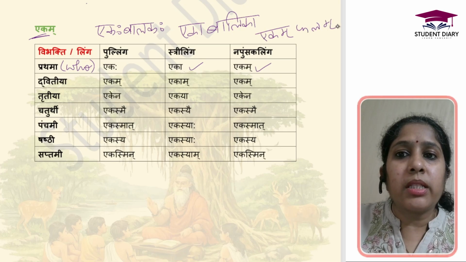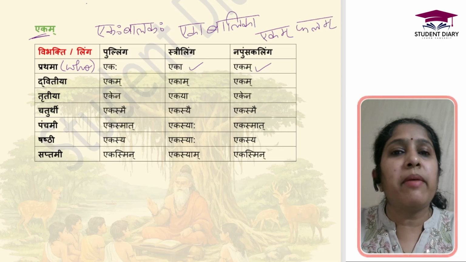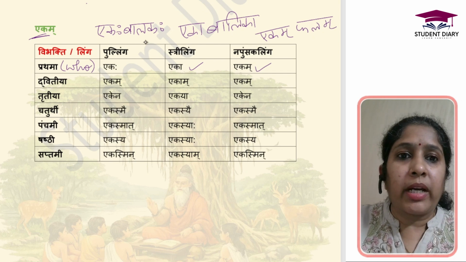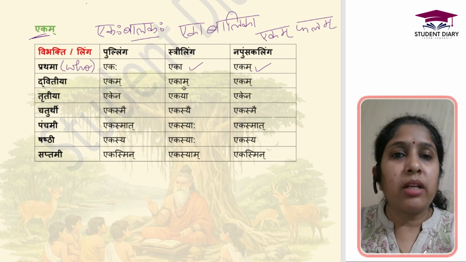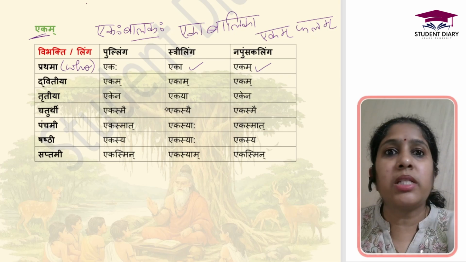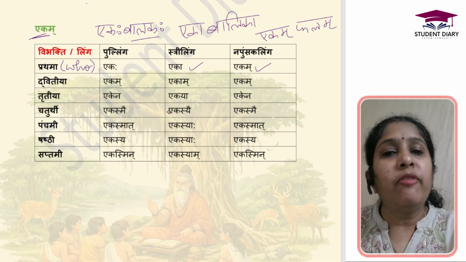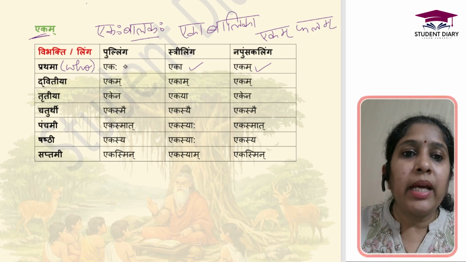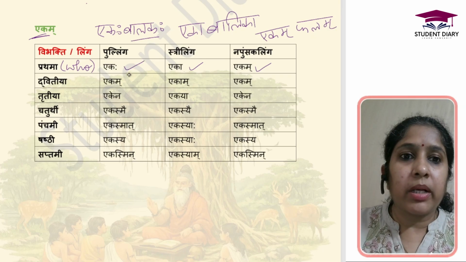Fine. Remember this thing that the Visheshan will go the same as the noun which it is describing. So whatever gender, whatever vachan, whatever vibhakti is there for the noun, the same vibhakti, same vachan, same gender will be there for the Visheshan, the number. So in pulling it is going to go ekah, but that is prathama vibhakti.